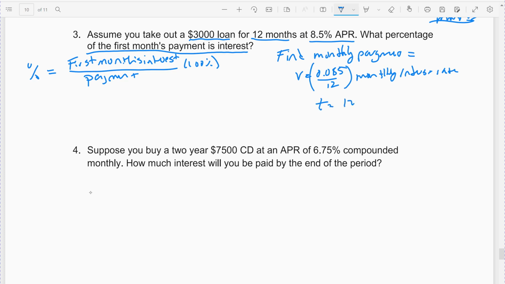T is 12, right? They gave you the months. They told you 12, so 1 year. You're paying this loan off in 1 year, so you're paying it off pretty quickly. So actually your percent on your interest won't be too big in this one.